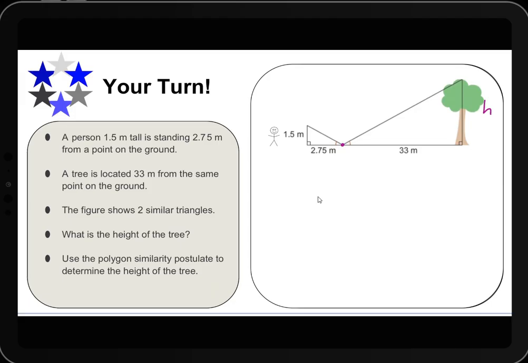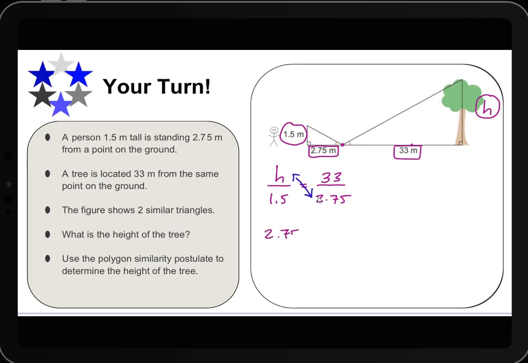So we recognize that the height of the person and the height of the tree correspond with each other. So we can write h divided by 1.5 will equal this length right here corresponds with this length right here. So that's 33 divided by 2.75. So that's the proportion. That's the first step. So now I can cross multiply.